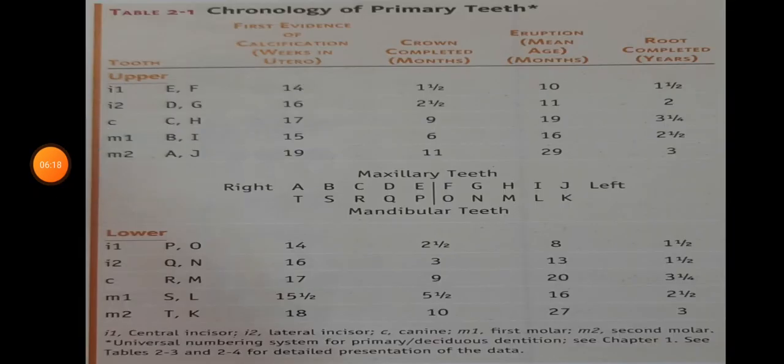Now have a look over the sequence of emergence of primary teeth, which is the important and most crucial part. The predominant sequence of eruption of the primary teeth in the individual jaw is central incisor A, lateral incisor B, first molar D, canine C, and second molar E, as seen in table 2.1.